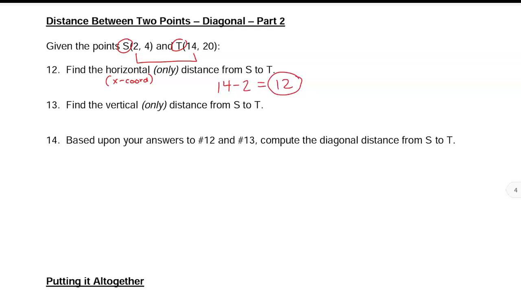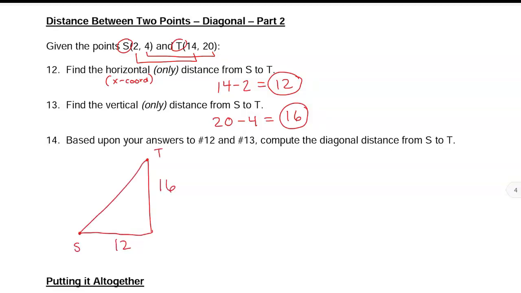And then observe the y coordinates. So look at 4 and 20. Subtract 20 minus 4 and you get 16. Just for a moment, let's remember what we did on the previous page. The horizontal distance this time though is 12 and the vertical distance is 16. To go from S to T, we have this right triangle helping with the path. We could use the Pythagorean theorem.